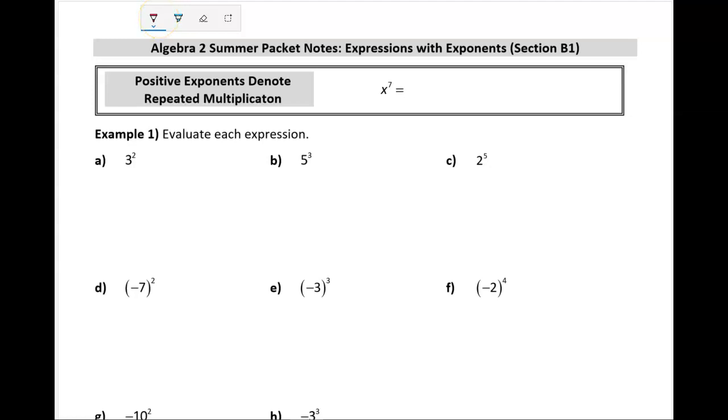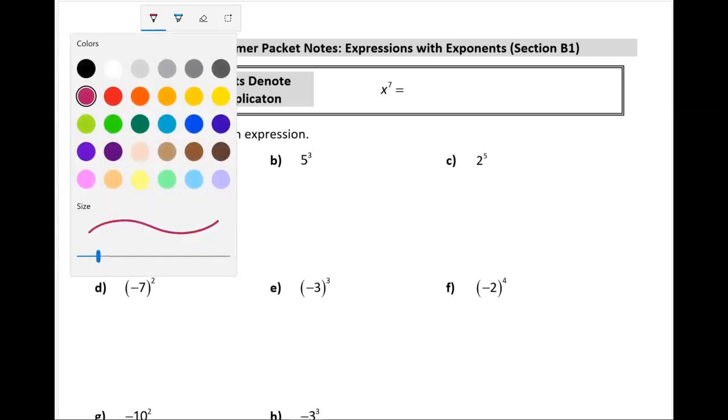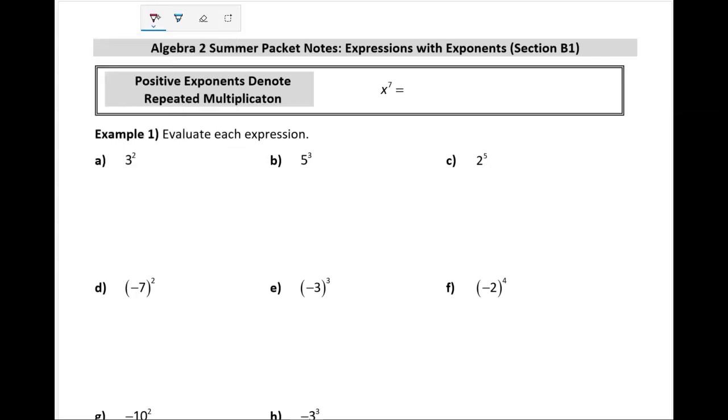All right, in this first section, we're going to talk about exponents. And so, a quick review of exponents in general. If you have an expression x to the 7th, the x is called the base. That's the terminology that we use. And the 7, which is a superscript, meaning it's written above the line, is called the exponent.